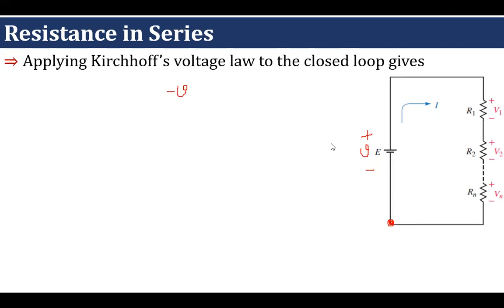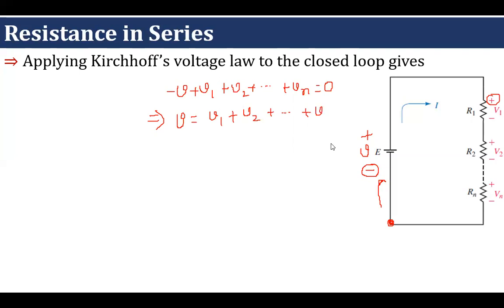minus V. Why minus V? Because if I move in a clockwise direction, firstly I will see this negative sign, and that's why this is minus V, then plus V1, then plus V2, plus Vn is equal to 0. So we can write that V is equal to V1 plus V2 plus so on plus Vn. Now what is the value of V?